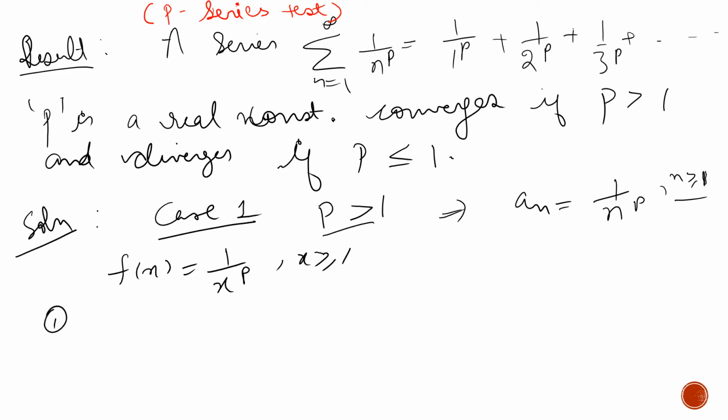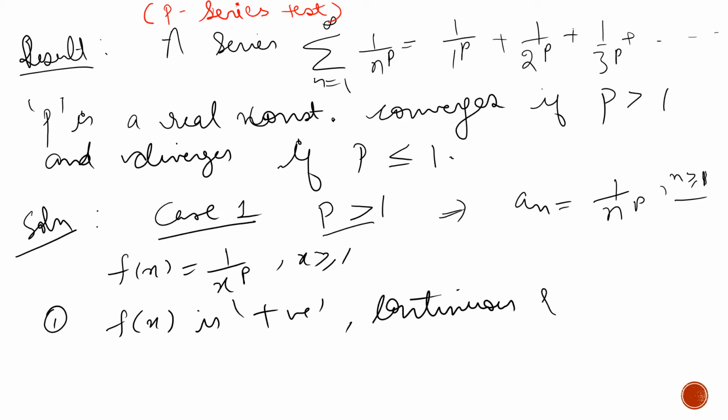Now, first you can see that f of x is positive, continuous, and decreasing. You can easily check it. So therefore, all the conditions of the integral test are satisfied. So you can apply the integral test to check whether the series is convergent or divergent. So now I'll apply the integral test. Therefore, define I, which is equal to this for p greater than 1, here we are discussing p greater than 1.